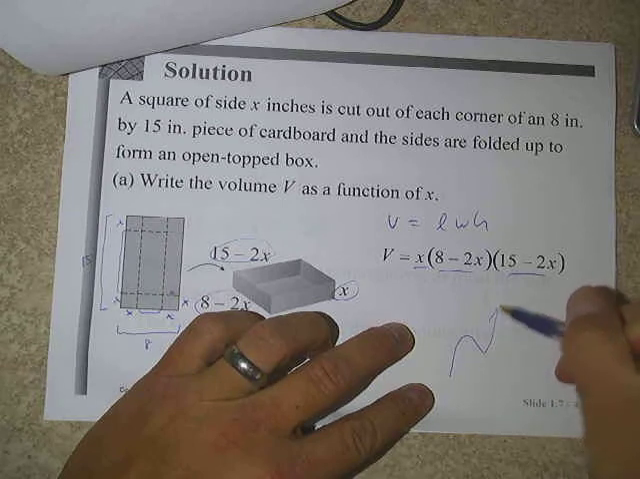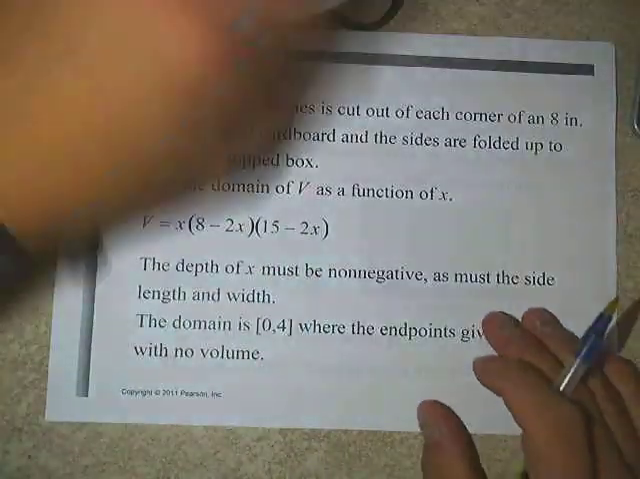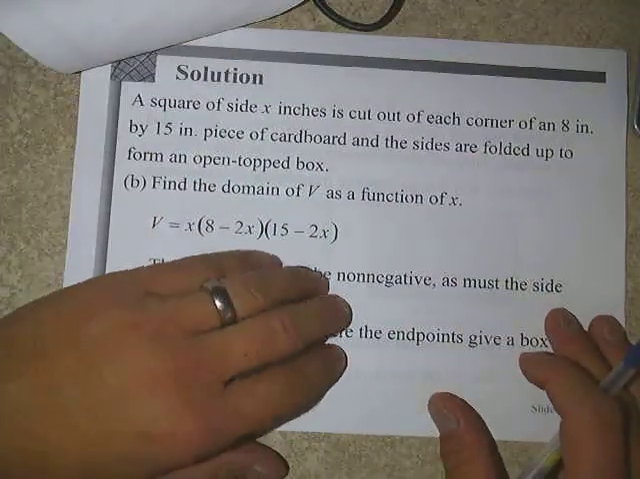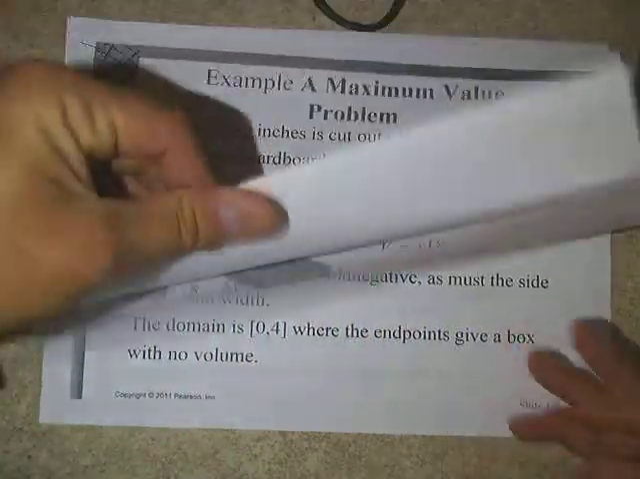And if we were to multiply all that out, we would recognize that we have a cubic function. And we know some cubic functions look like this. So at some point, could there be a maximum? Sure. So let's check it out.